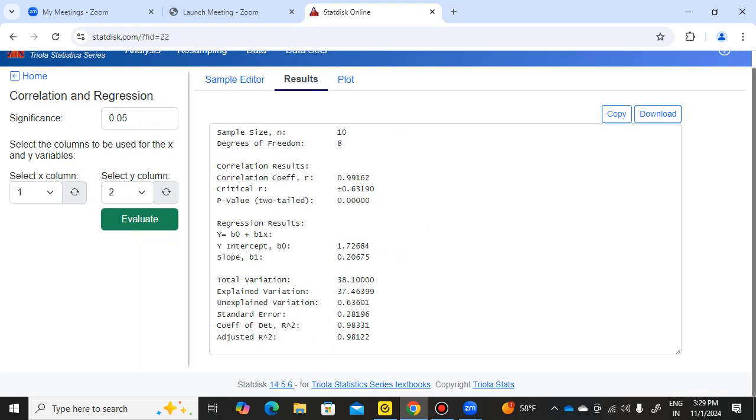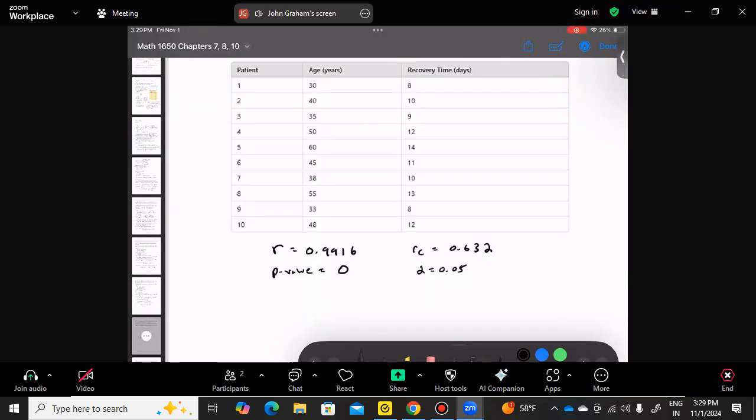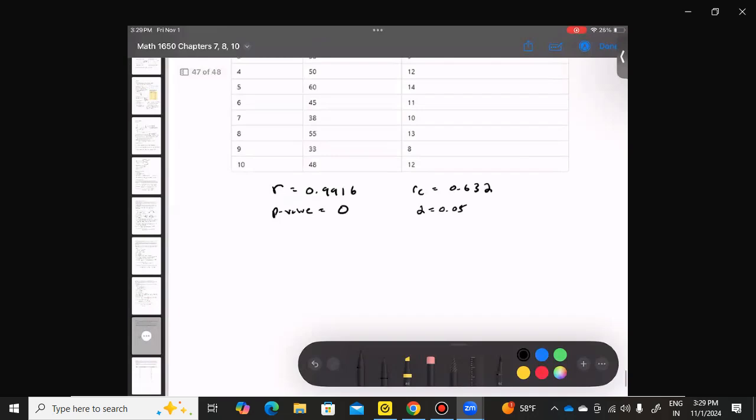Right, so when your p-value is 0, that usually means, well, I mean, it pretty much definitely will mean your data is going to be correlated. Right, so absolute value of R is greater than R critical, and p-value is less than your alpha. So there is evidence of correlation.